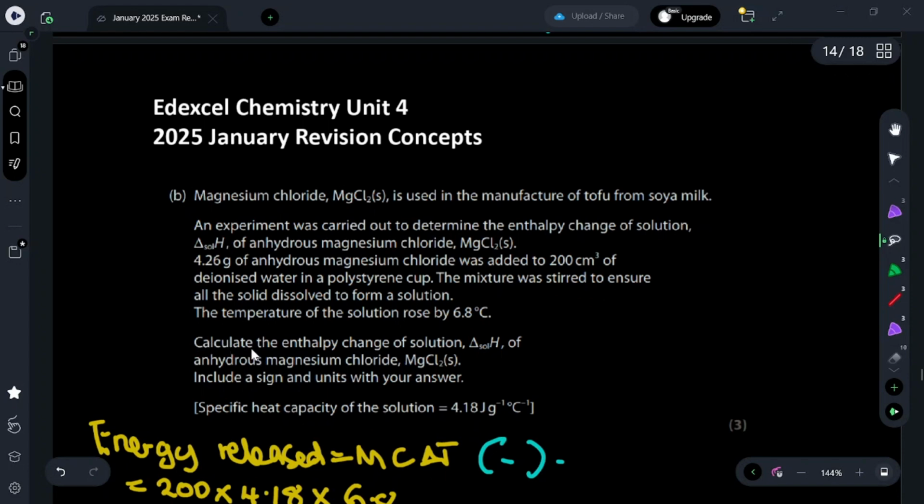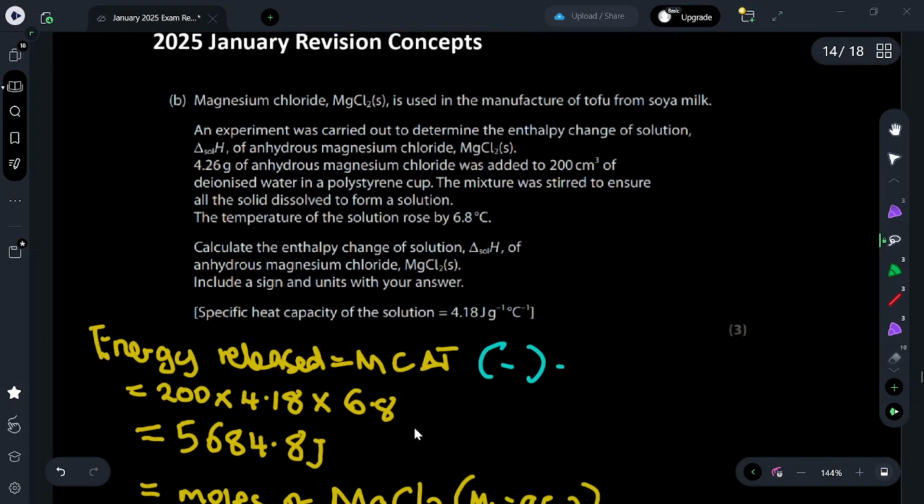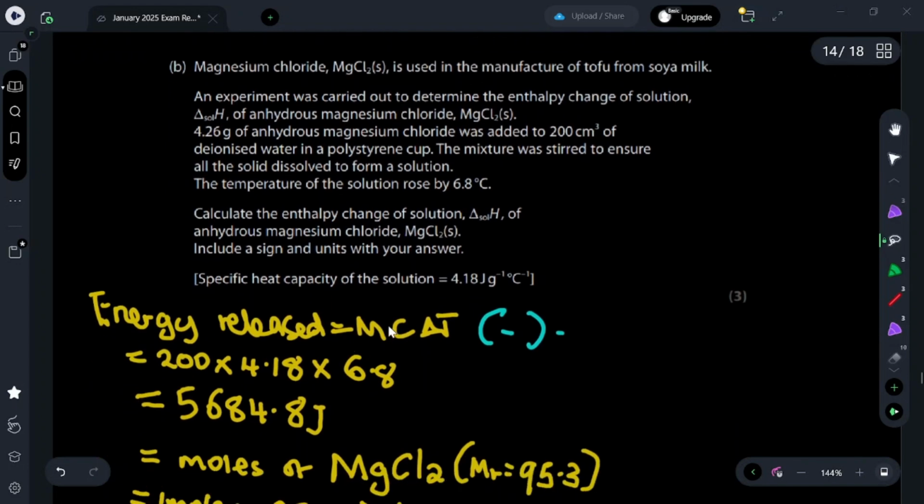Then we are required to calculate the enthalpy change of solution, delta H of solution of anhydrous magnesium chloride. Include a sign and unit in the answer. The specific heat capacity of the solution is 4.18 joules per gram per degree Celsius. So we need to calculate Q, the energy released, using the formula mc delta T.